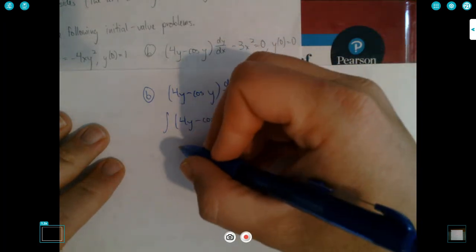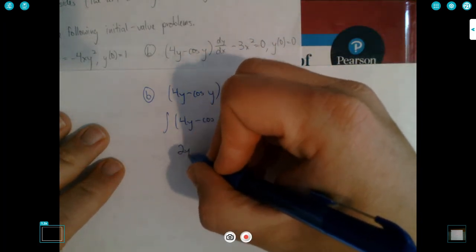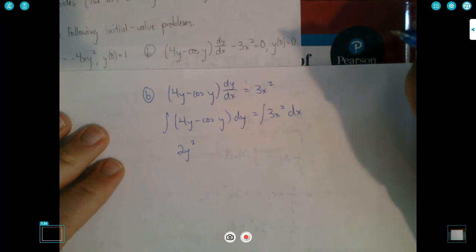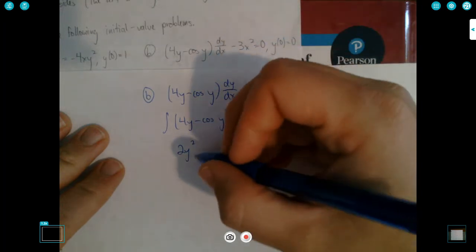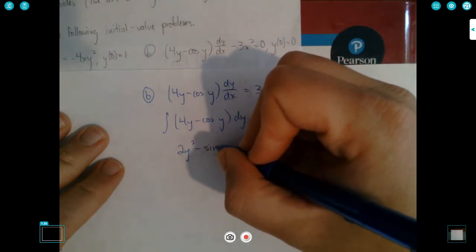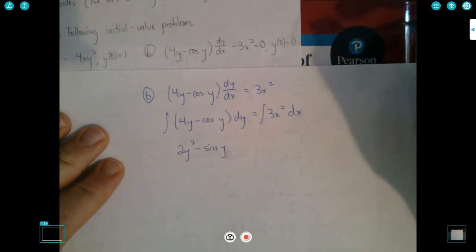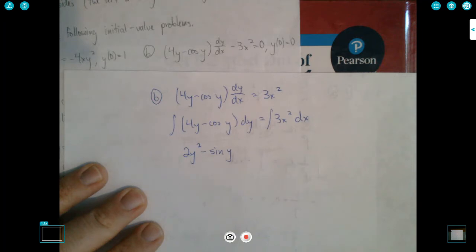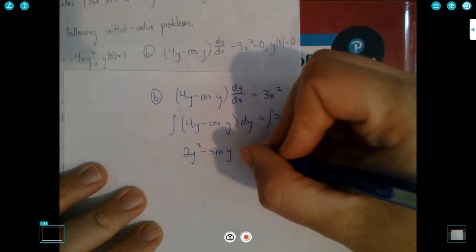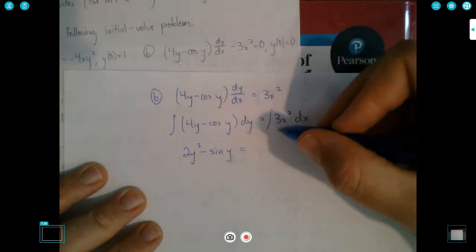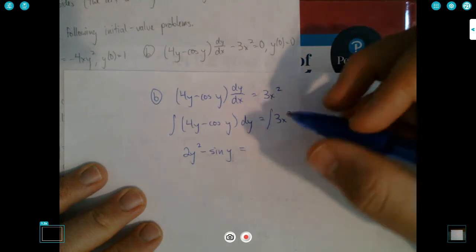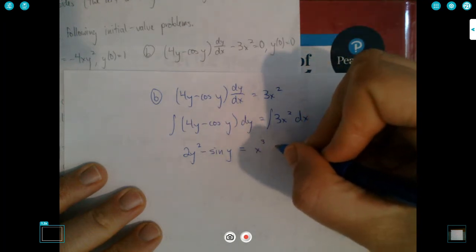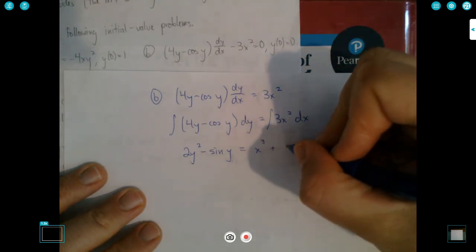And what do I get? So here I'm going to have a 2y squared minus sine y. And I'm not going to do the thing I did before and say plus c1 equals, because at the end of the day, I'm just going to end up combining those constants. And so I'm just going to put the constant over here on this side. But this would be x cubed, and then we'll put the constant here, so plus c.